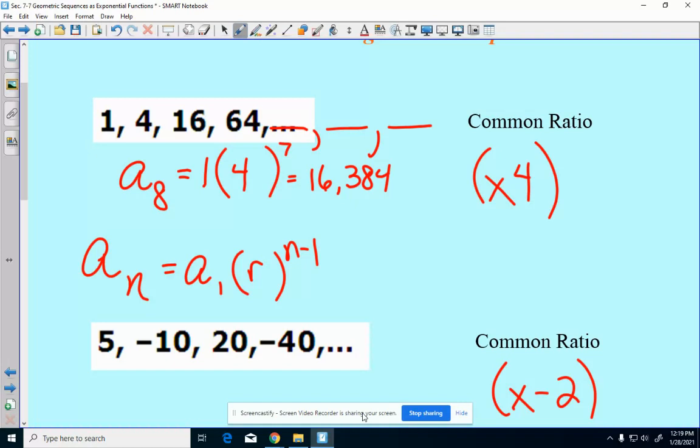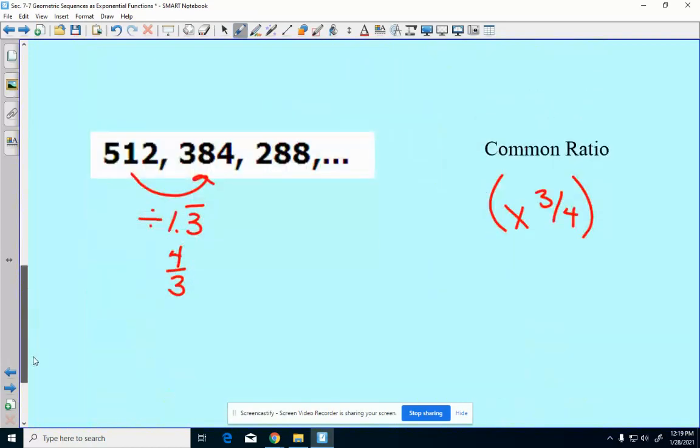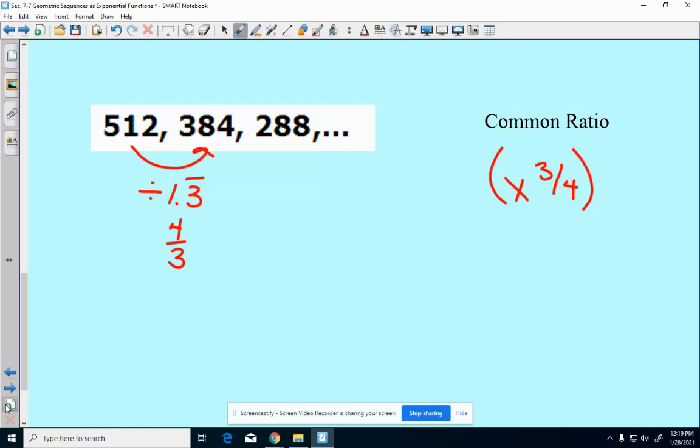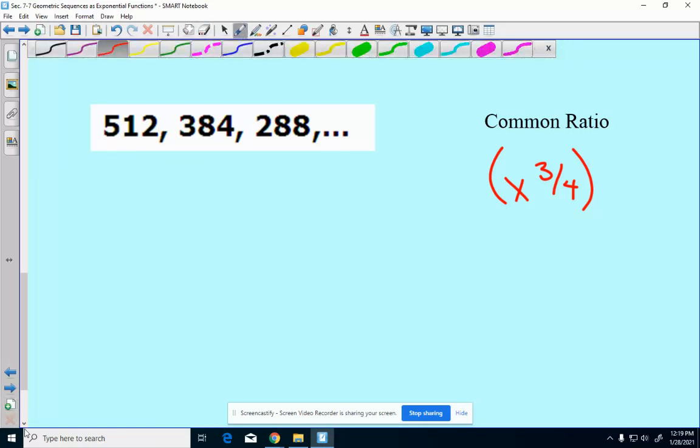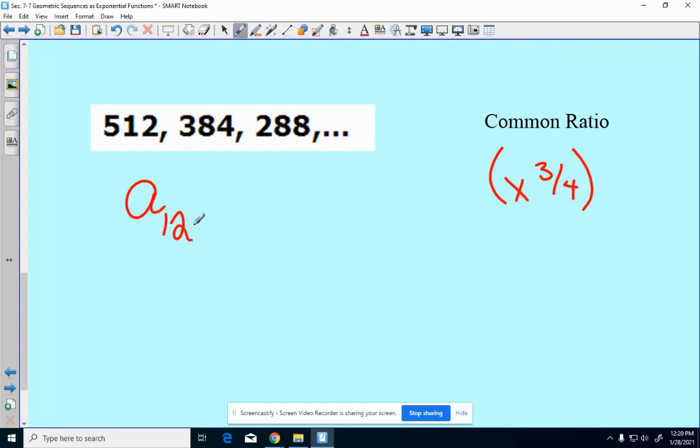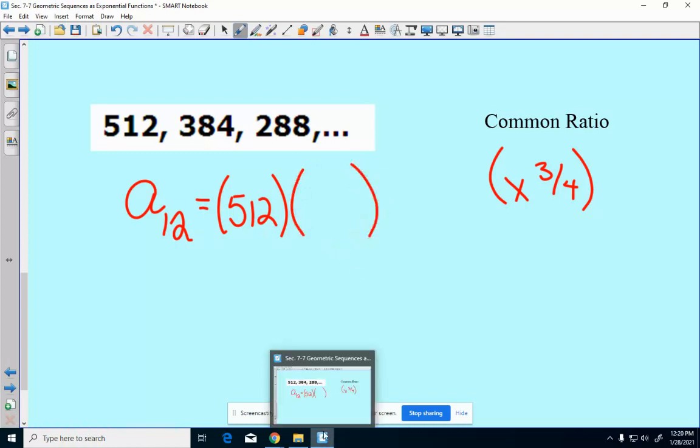Okay. Now, this also works with something like this one down here because we figured out what this common ratio would be with multiplication. So if I said to you, I'm looking for the 12th term in this sequence, you must be able to tell me, where did it start? What is my A1? It is 512, so that goes in my first set of parentheses. In my second set of parentheses goes what?